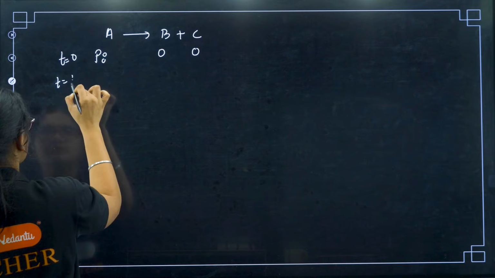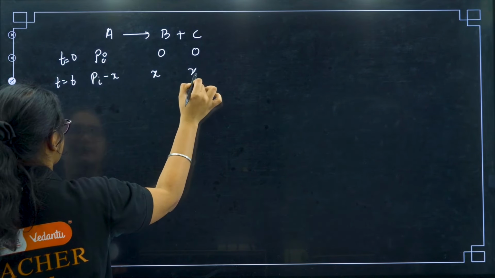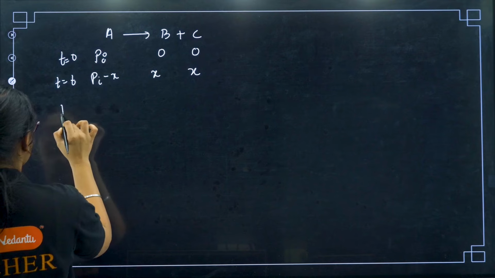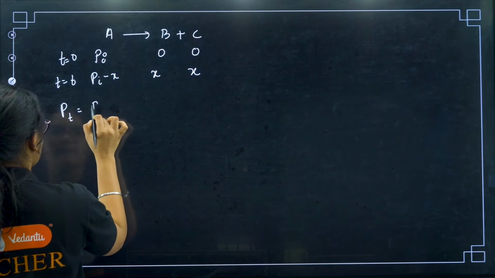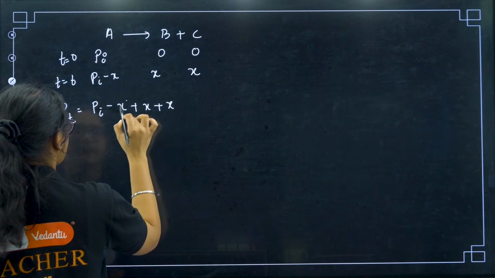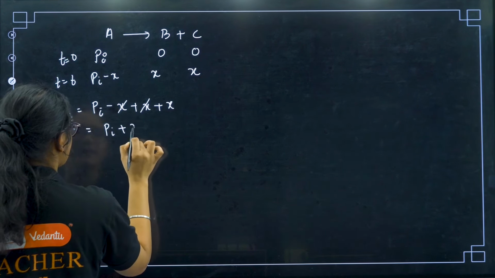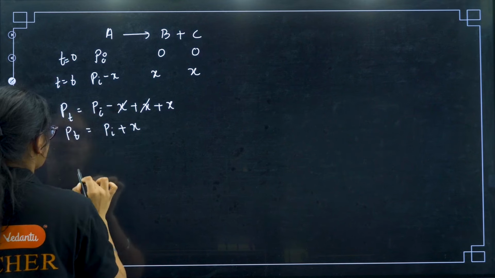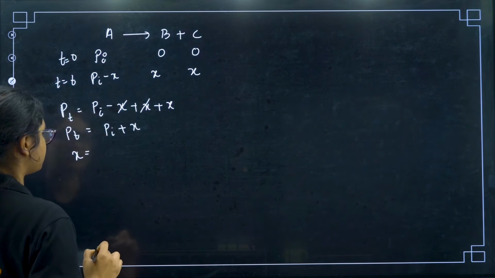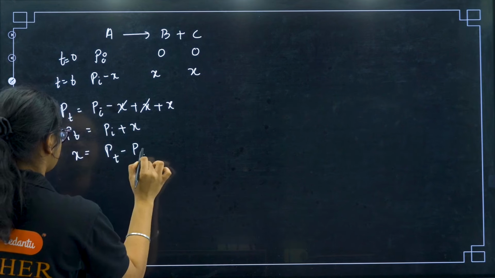At some time equal to T, suppose X amount has reacted. Here X amount will form, and here X amount will form. Now the total pressure here is Pi minus X plus X plus X. So I can write this as Pi plus X is equal to P total. So the value of X, I can write as Pt minus Pi.